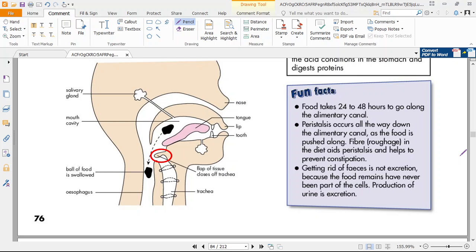is needed to know, like how long it takes for your food to go down the alimentary canal, what the process of peristalsis is, right, and how we get rid of food. I want you to see this one right here. I'll elaborate on it. Getting rid of feces is not excretion.